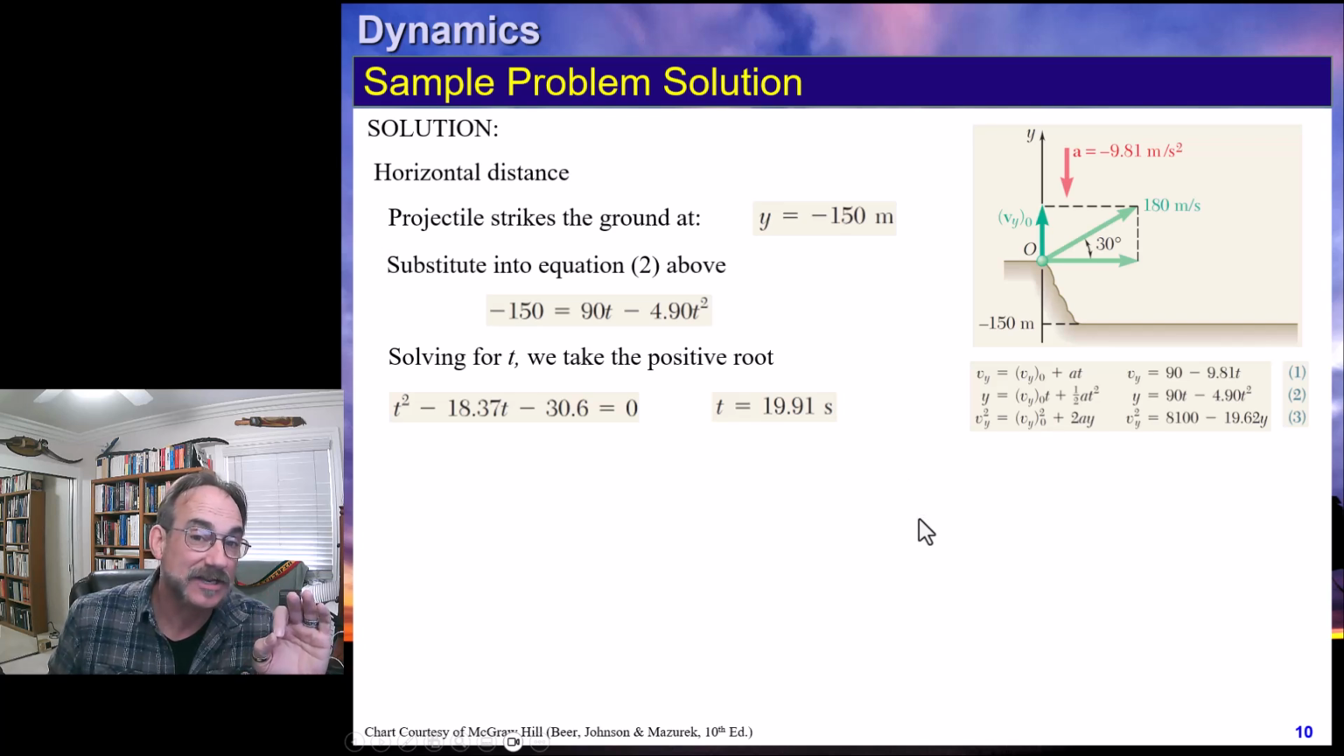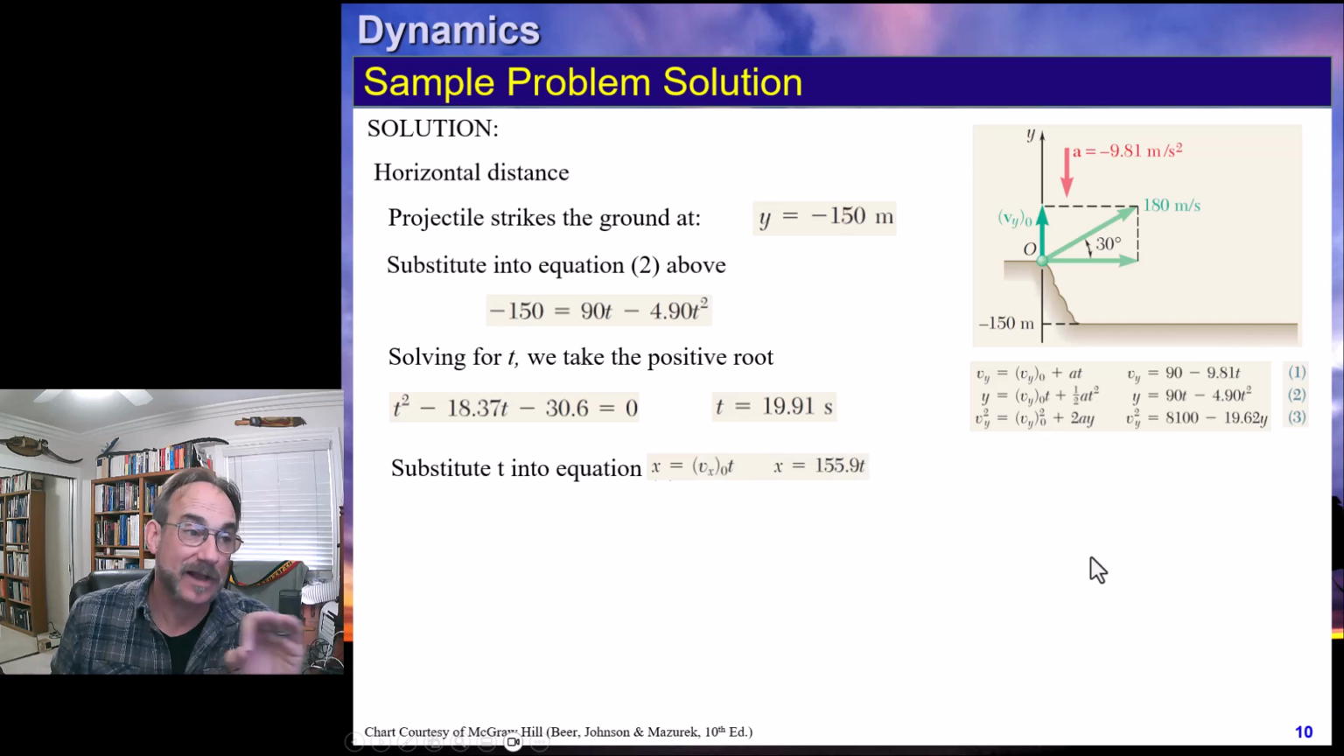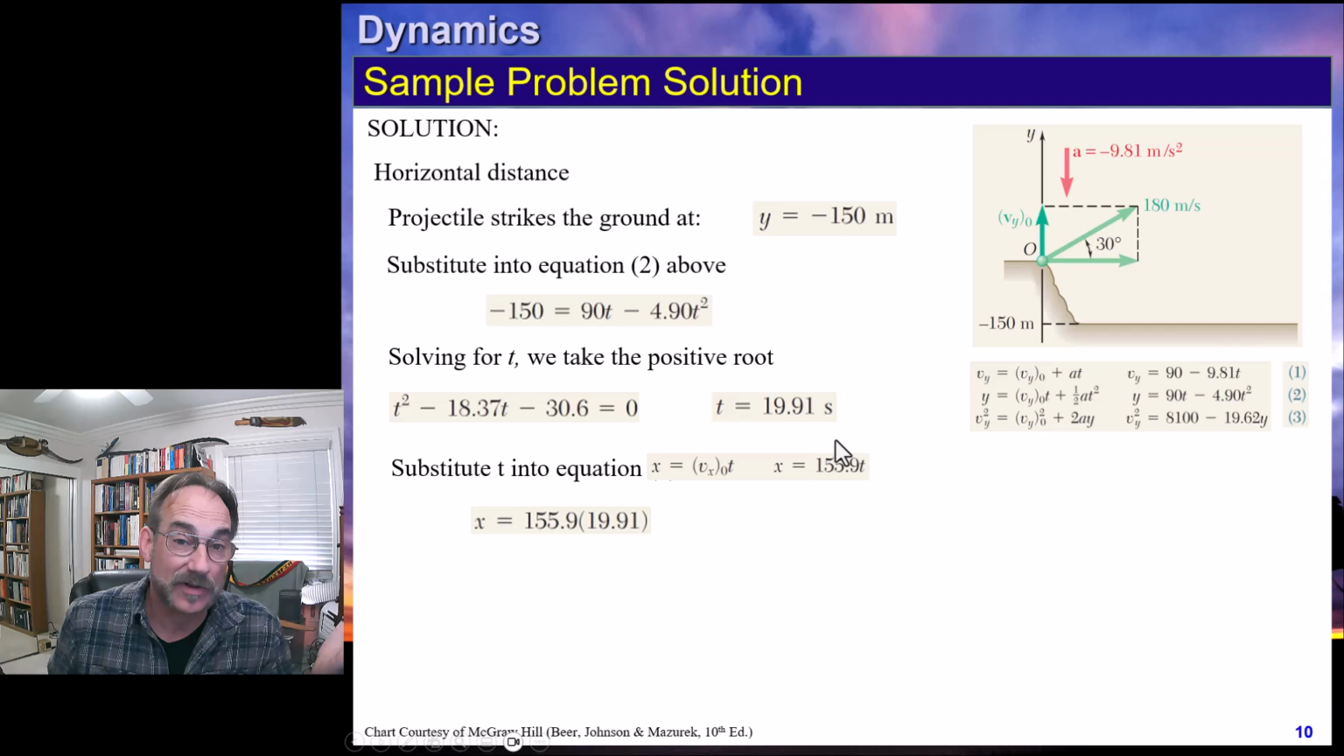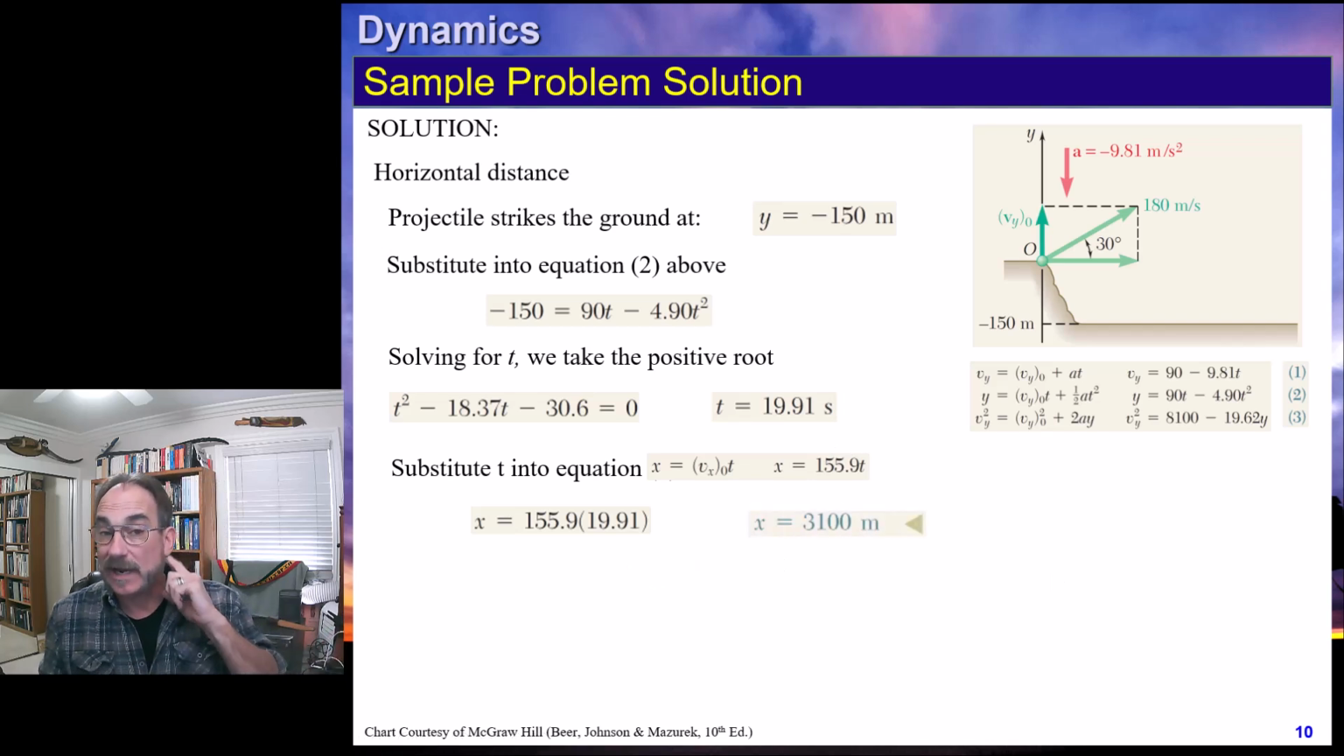Now we can use that to learn a lot of things, or actually to plug into our equations and do more. So remember, we plug this into our x position equation. We can find out where this thing hits. This thing hits at 155.9 times t. The longer you have, the further it goes. That is our general equation for that. So if we plug in the time at which it hits, which we got from the vertical information, we find out where it actually hits, at what x position this projectile hits the ground.